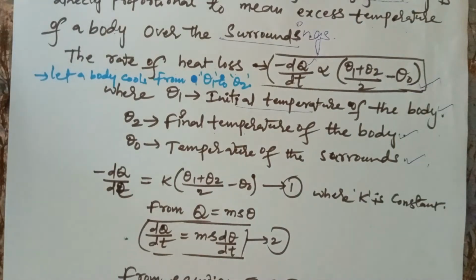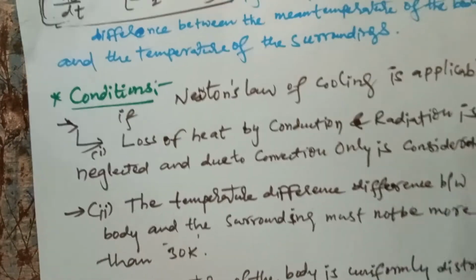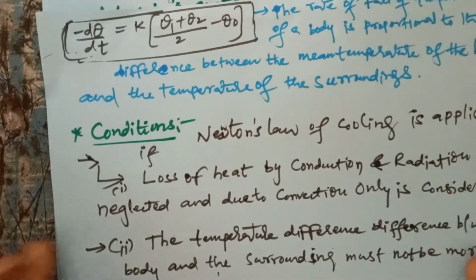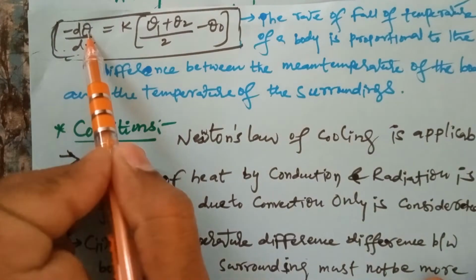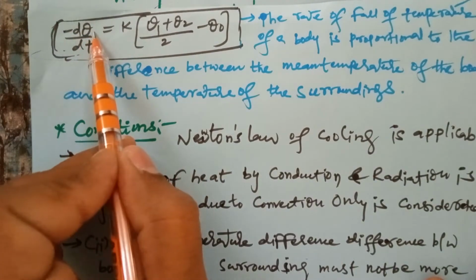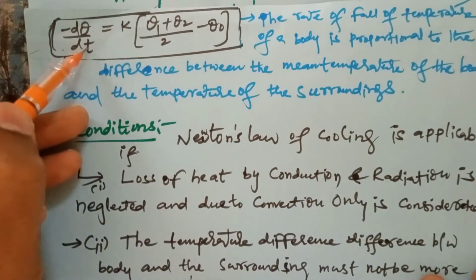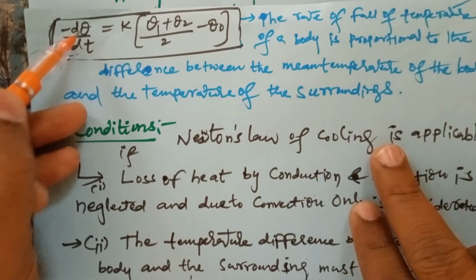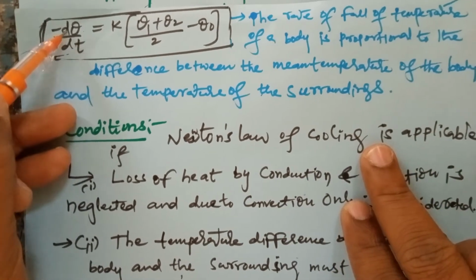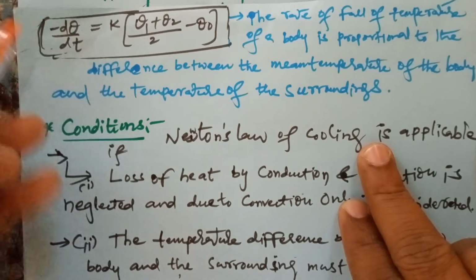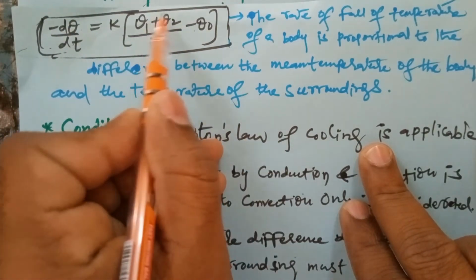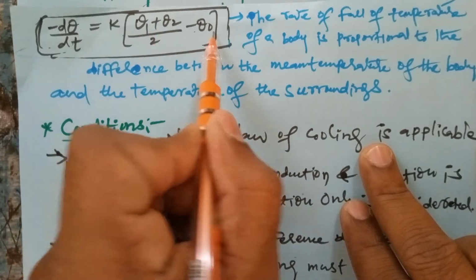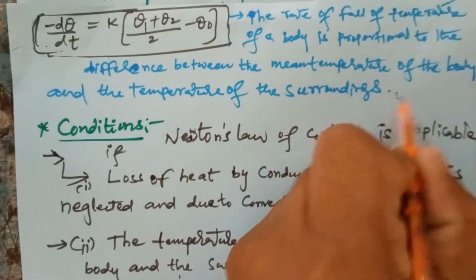And in another way also we state this statement. What is that statement? See, θ is nothing but temperature. So how would we define Newton's law of cooling now? The rate of loss of temperature is directly proportional to the difference between the average temperature of the body and the surrounding temperature.